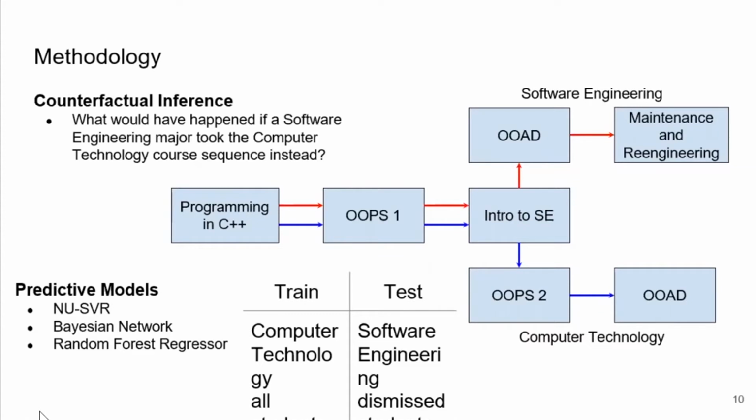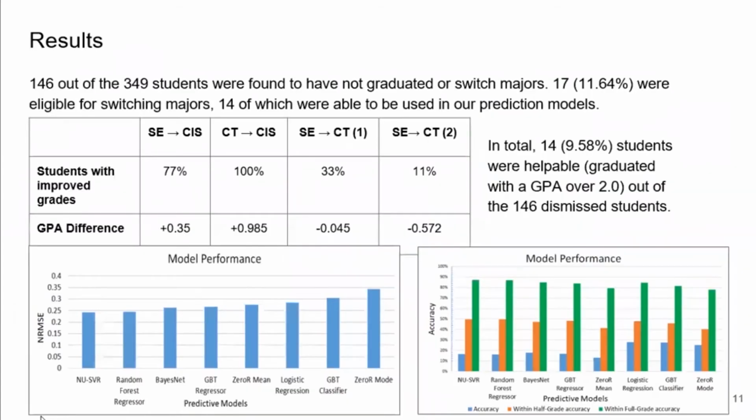For these models, we could train on the course grades of all computer technology students prior to the course sequence divergence, then test on the software engineering students who were dismissed. For our results, of the original 349 struggling students in our dataset, we found that 146 students never graduated or switched majors. Of those students, only 17 of them were eligible for switching majors, and only 14 had enough data to be used in our predicted models.